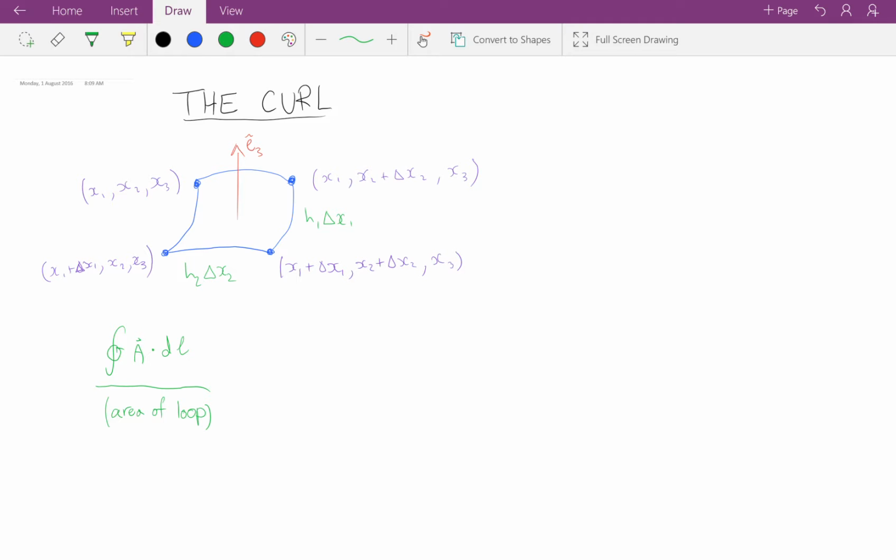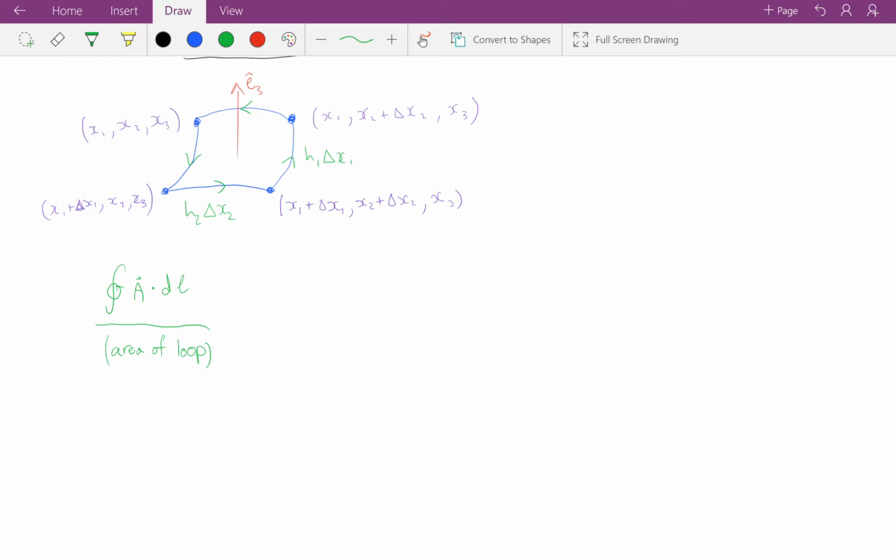Hello, in this episode we will be looking at the curl and deriving an expression for the curl in any orthogonal basis. So when we're calculating the curl, what we're going to be doing is taking a really small integral around this loop and essentially adding up all the components. That will give us a measure of the vorticity or the swirliness of our vector function A in this little piece of area.